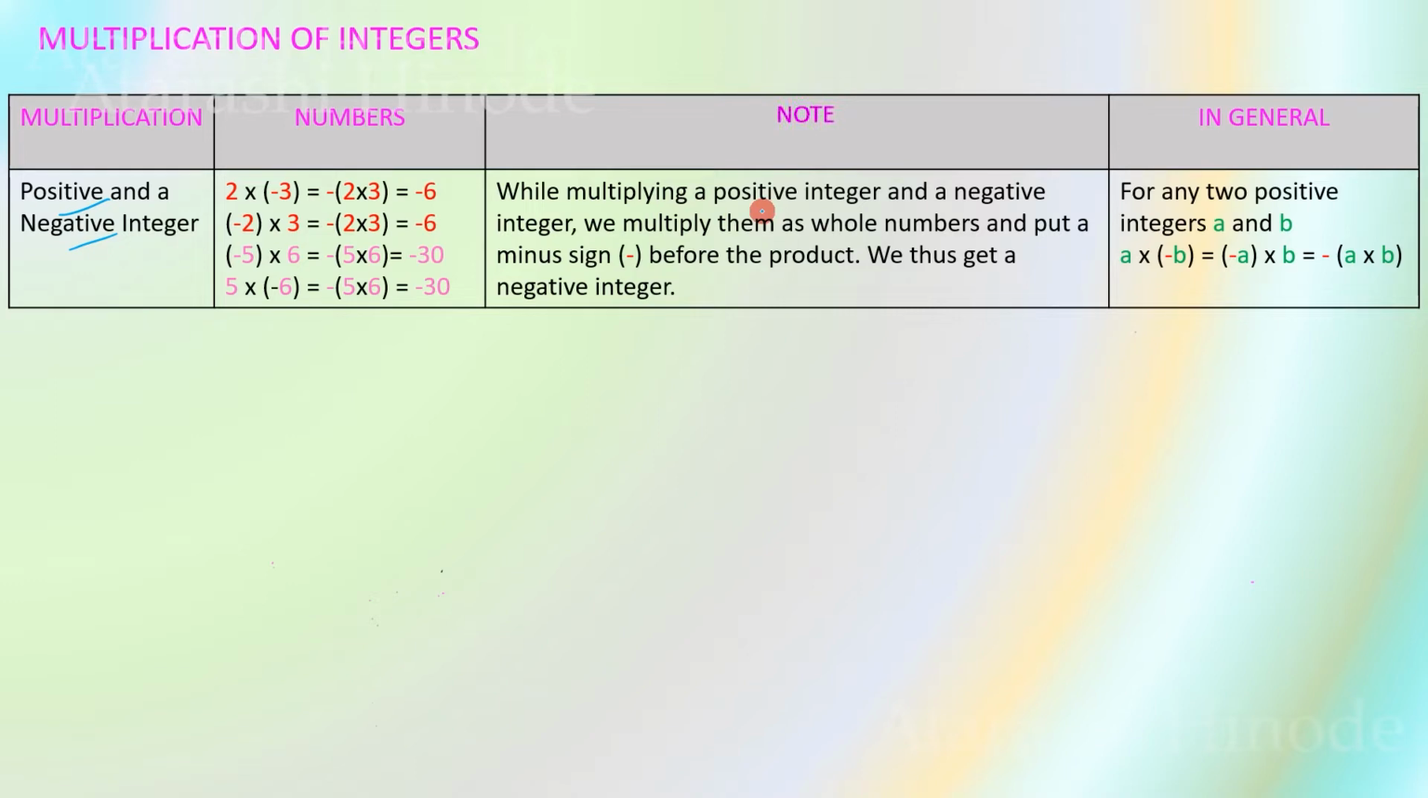While multiplying a positive integer and a negative integer, we multiply them as whole numbers and put a minus sign before the product. We thus get a negative integer.